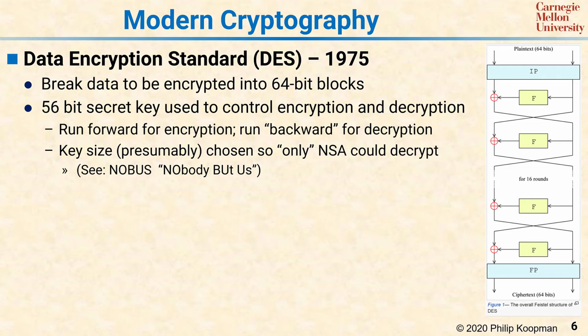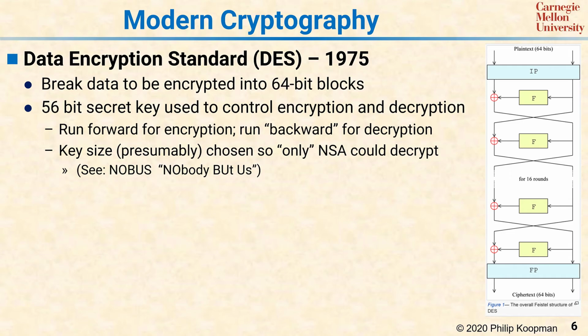56 bits might seem a little odd. You ask, why isn't it 64? Well, presumably the key size was chosen so that only the National Security Agency could brute force or otherwise break 56-bit keys. That's a philosophy known as NOBUS, nobody but us. And historically, the United States has encouraged the adoption of cryptography which the US thinks that it can break, but it thinks that no one else has the resources or money or knowledge to be able to break.